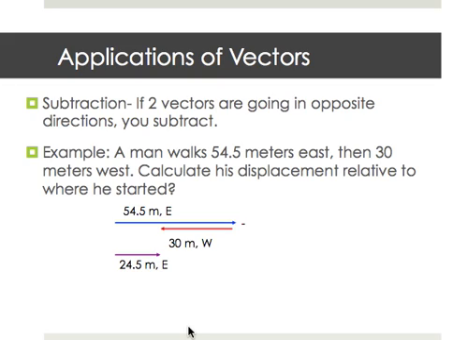So how about the subtraction of vectors? It is quite simple if two vectors are going in opposite directions. You just subtract one from the other. Let's take an example. For instance, a man walks 54.5 meters east and then 30 meters west. We are going to calculate his displacement relative to where he started. This is very simple, and we just subtract 30 meters from 54.5 meters. The answer is 24.5 meters in the east direction.